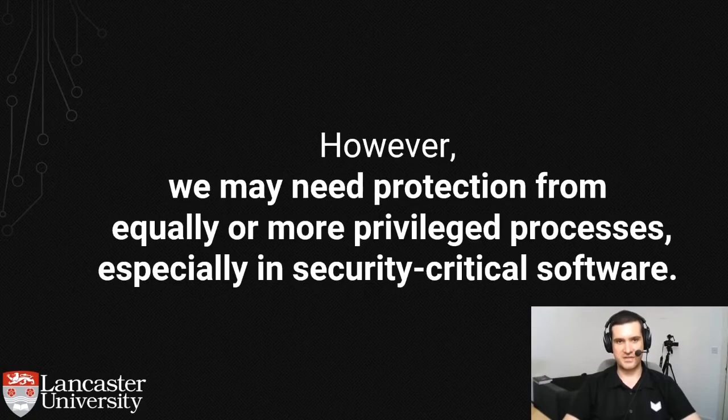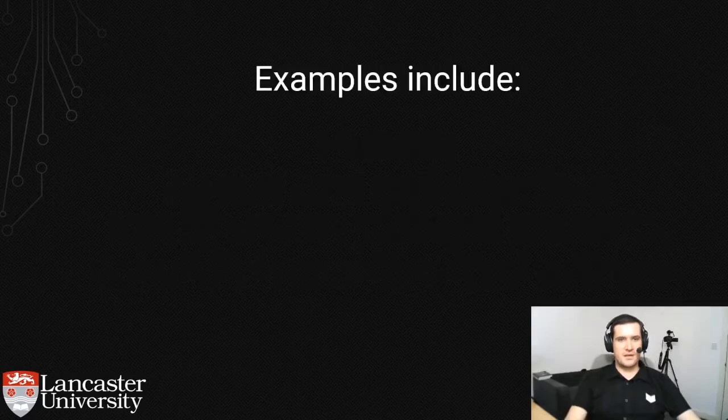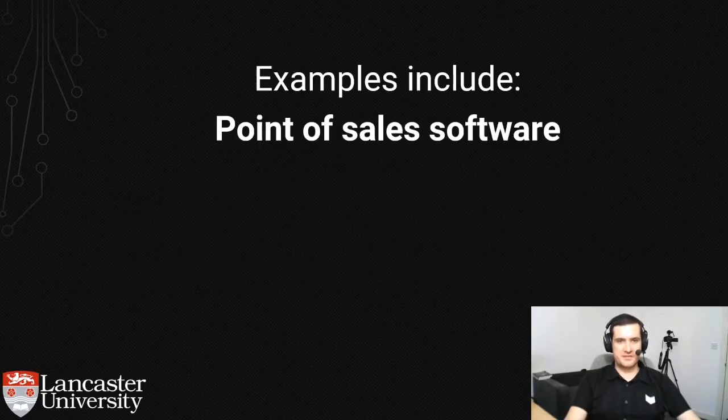However, there are situations in which we may need protection from equally or even more privileged processes, including administrator or system processes, especially in security-critical software. Examples include point-of-sale software, since they have credit card information in memory while processing payments. A malicious process could retrieve this information with simple memory scanning. Many malware functioning this way have been observed in the wild.